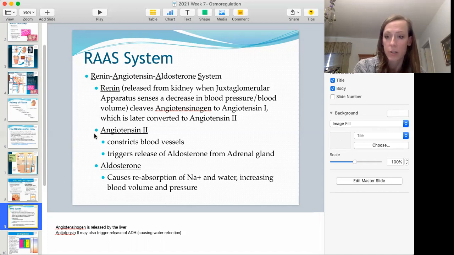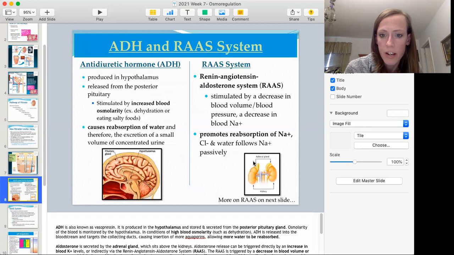It's going to be acting as the hormone, which will constrict the blood vessels first. It does a couple things. First, it constricts the blood vessels, which will increase blood pressure. And then it's going to trigger the release of another hormone, aldosterone. Okay. And this comes from the adrenal gland, which sits right on top of the kidneys. Let me go back and show you that. I have the kidneys here. Adrenal gland sits right on top.